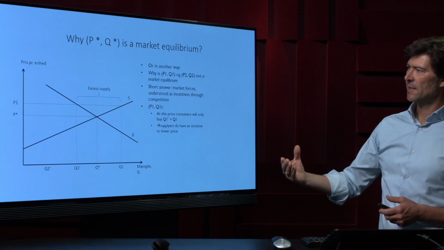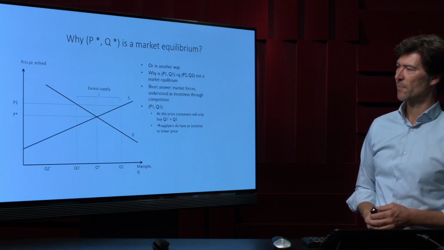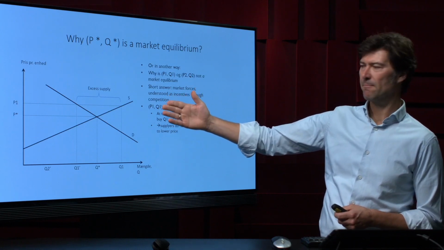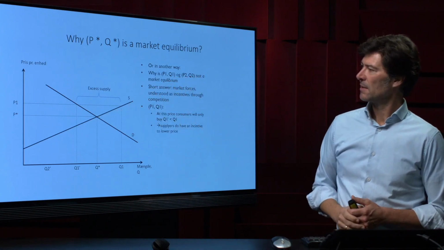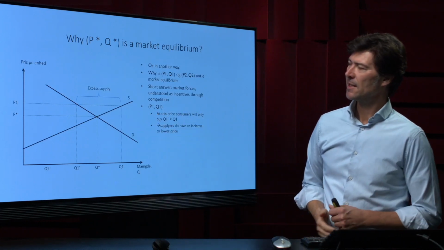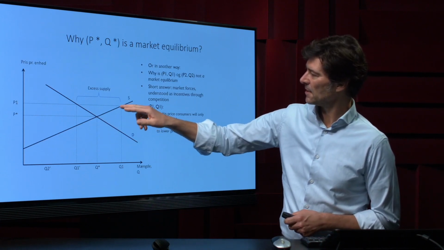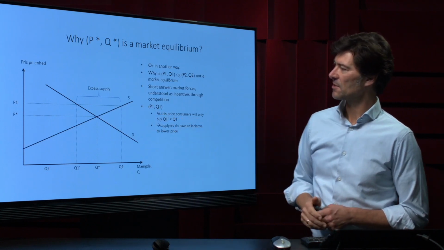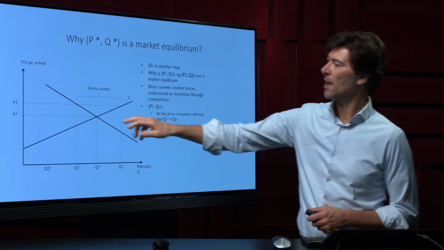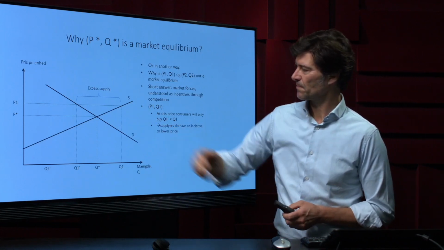So in this situation, if we, just for the sake of the example, removed the minimum price of P1, what would happen? Well, the market forces would create some kind of movement towards the equilibrium, because consumers with a willingness to pay below P1 but above P star would of course try to find and match with the suppliers who are also willing to supply below P1 but above P star. So we would see some kind of movement towards the equilibrium.